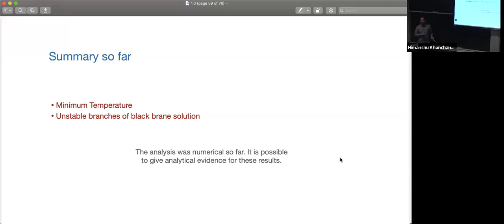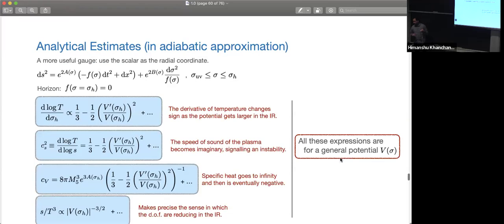So the summary so far is that there is a minimum temperature that happens because of this back reaction, and there are unstable branches of the black brane solution. Now this analysis was so far numerical. This is what we were sitting on six months or a year back, and we were not sure how much to trust it. It turns out that you can do better. You can write down expressions for all these things in terms of one potential without even specifying the potential. So let me just state the results here.